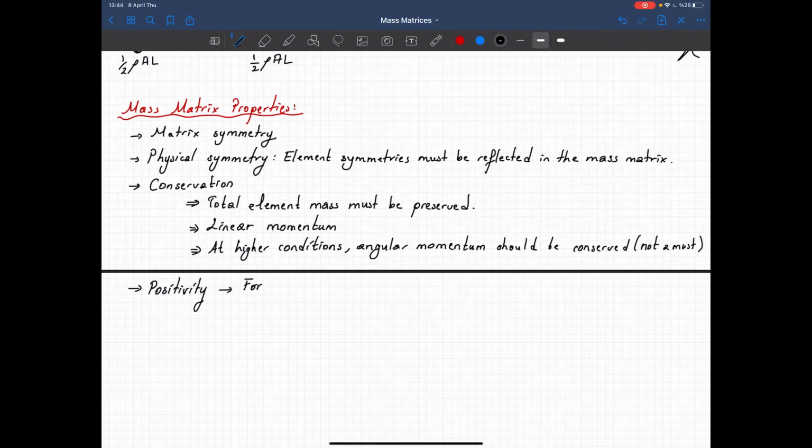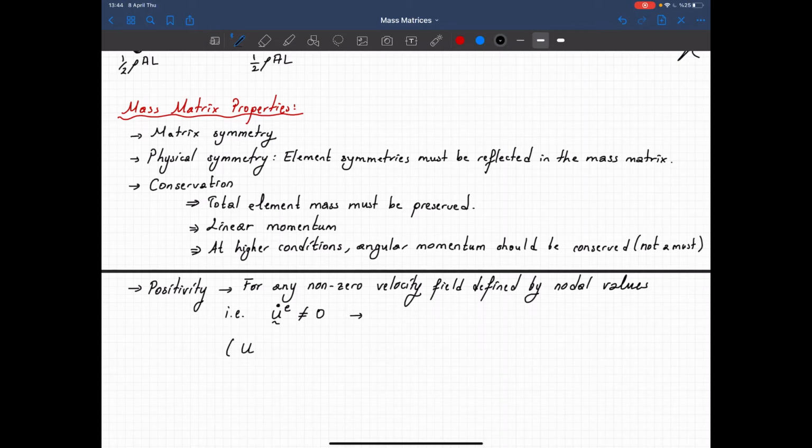For any non-zero velocity field defined by nodal values, so that is u dot element is not equal to 0, then your mass matrix should satisfy the following conditions. u transpose multiplied by the mass matrix multiplied by the velocity itself should be larger than or equal to 0.